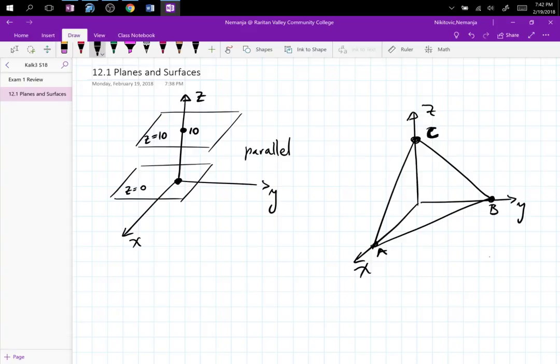So those 3 points are describing or pinning down 2 vectors. And by crossing those 2 vectors, you are going to get another vector which is orthogonal to both original vectors.